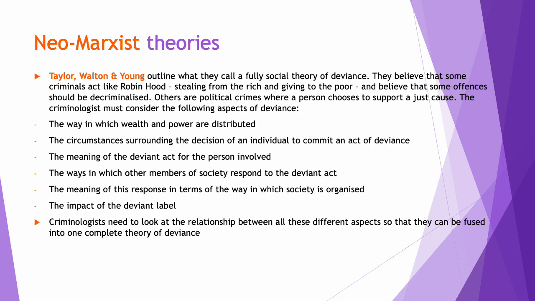Neo-Marxists Taylor, Walton and Young outline what they call a fully social theory of deviance. They believe that some criminals act like Robin Hood, stealing from the rich and giving to the poor, and believe that some offences should be decriminalised. Others are political crimes where a person chooses to support a just cause. The criminologist must consider the following aspects of deviance: the way in which wealth and power are distributed, the circumstances surrounding the decision of an individual to commit an act of deviance, the meaning of the deviant act for the person involved, the ways in which other members of society respond to the deviant act, the meaning of this response in terms of the way in which society is organised, and the impact of the deviant label.